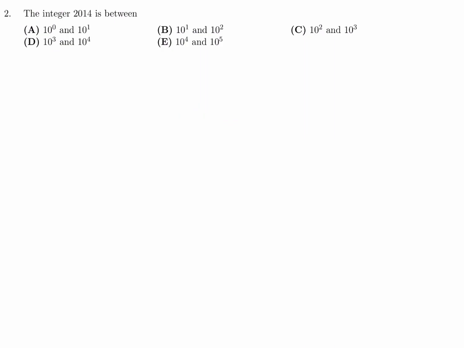The integer 2014 is between. Well, it looks like they're talking about powers of 10. It's definitely between 1,000 and 10,000, looking at powers of 10. 1,000 is 10 to the power of 3, and 10,000 is 10 to the power of 4. So the answer choices, that would be D.